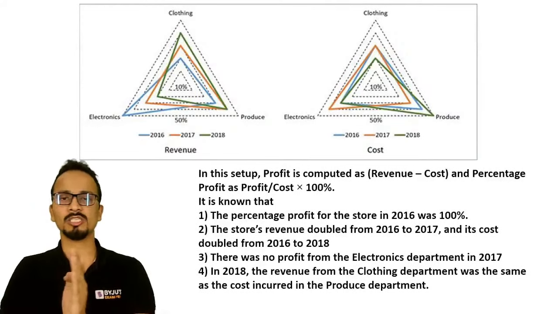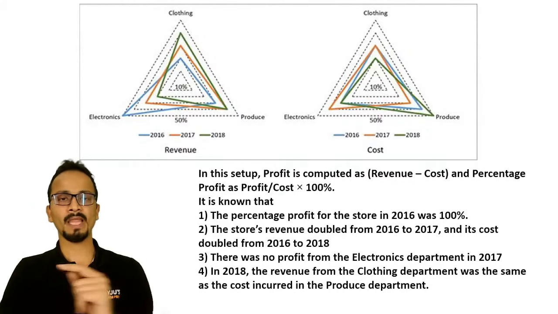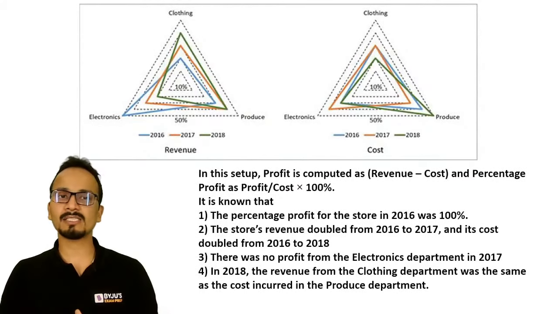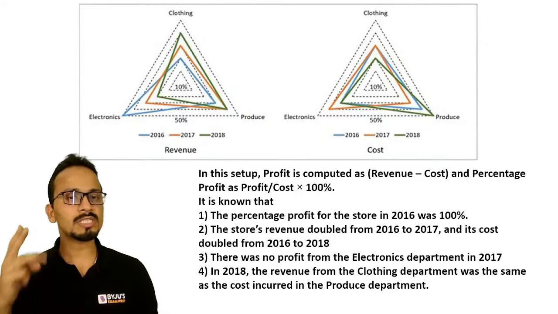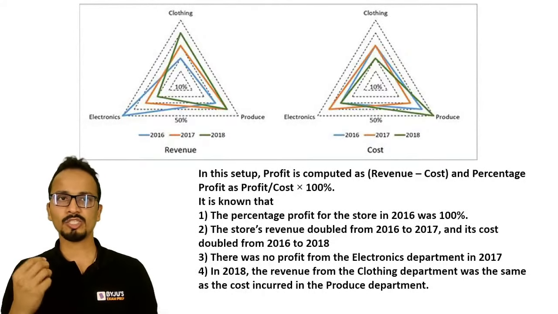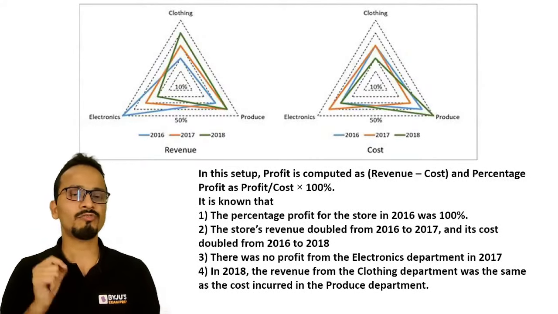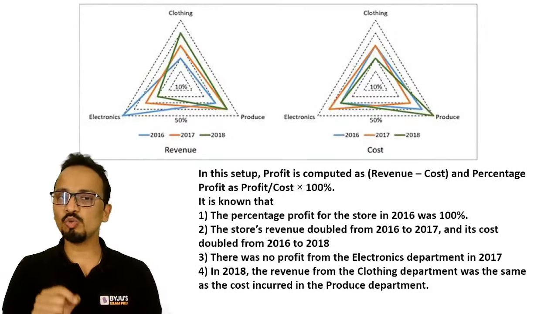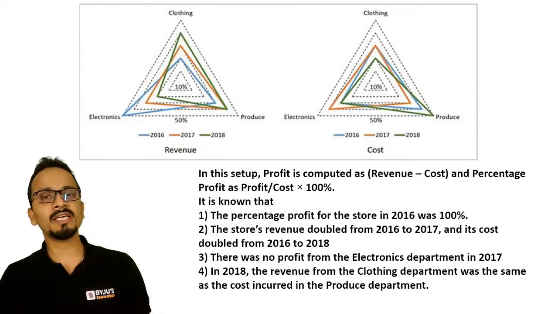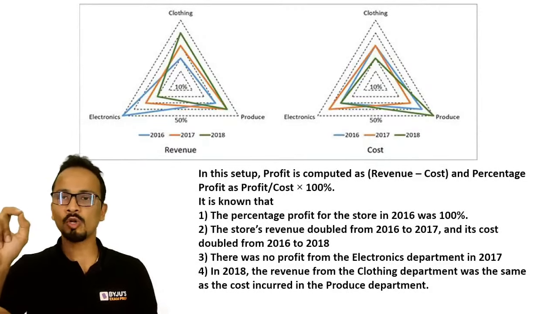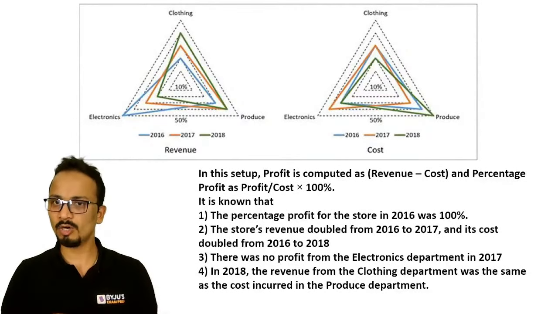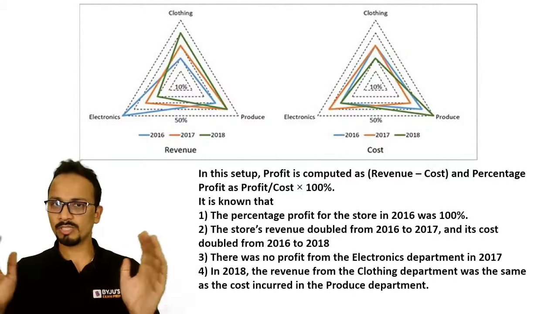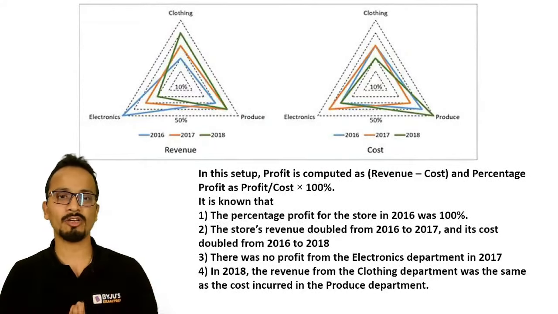Same is for the cost. The data for 3 years is mentioned. Now, going up to the triangular chart, in this triangle there are 3 axes: clothing, produce, and electronics. For clothing, produce and electronics, for the years 2016, 17 and 18, the percentage revenues are given. The similar thing is given for the cost, for clothing, produce and electronics, for the 3 years 16, 17 and 18. So this is my understanding of this triangular chart.